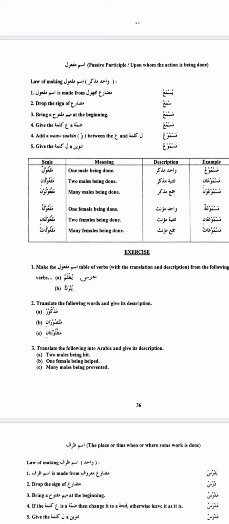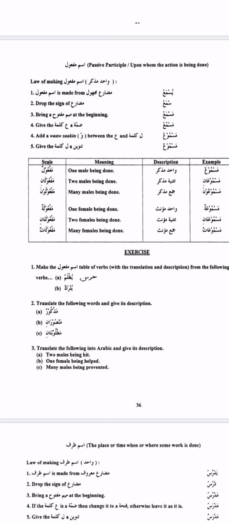Then you add a waw sakin between the ayn and lam kalima. Between the mim here, which is the ayn kalima, and ayn, which is the lam kalima, you add a waw sakin, and you will get masmu'u. And then you give the lam kalima, i.e. ayn, a tanween, and you will get masmu'un. So this is how we make the siga of ism maf'ul.